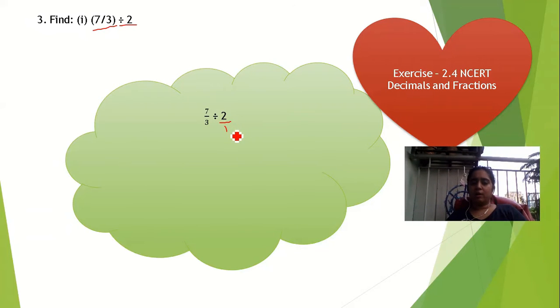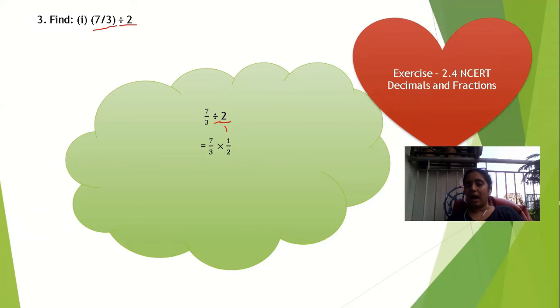So I will represent 2 as 2 upon 1, and in the next step I will change this divide into multiply and do the reciprocal of the second number, that is 2 upon 1. Because when we change divide into multiply, we have to do the reciprocal of the second number. So divide will change into multiply and 2 upon 1 will change into 1 upon 2. Now we have to multiply these numbers with each other, that is 7 multiplied by 1 is 7 and 3 multiplied by 2 is 6. So our answer would be 7 upon 6.